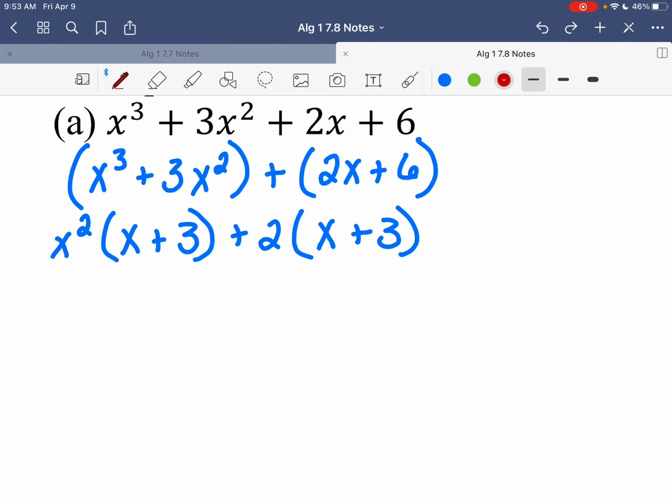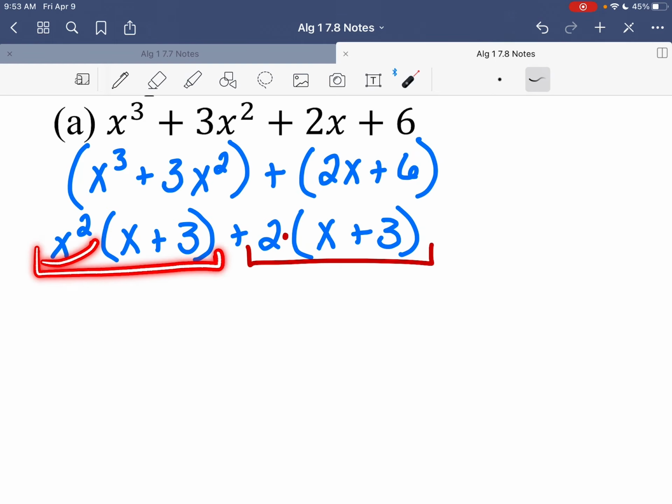Now, this is the part that can sometimes confuse people, so I'm going to try to go slow. This actually has 2 terms. So if you notice here, we're adding here in the middle. So we've got this term here and this term here. Because this is x squared times x plus 3 and 2 times x plus 3. Now, if you notice, this term has 2 factors. I've got an x squared and an x plus 3. This one's got a 2, and this one has an x plus 3. If you notice, these 2 are the same.